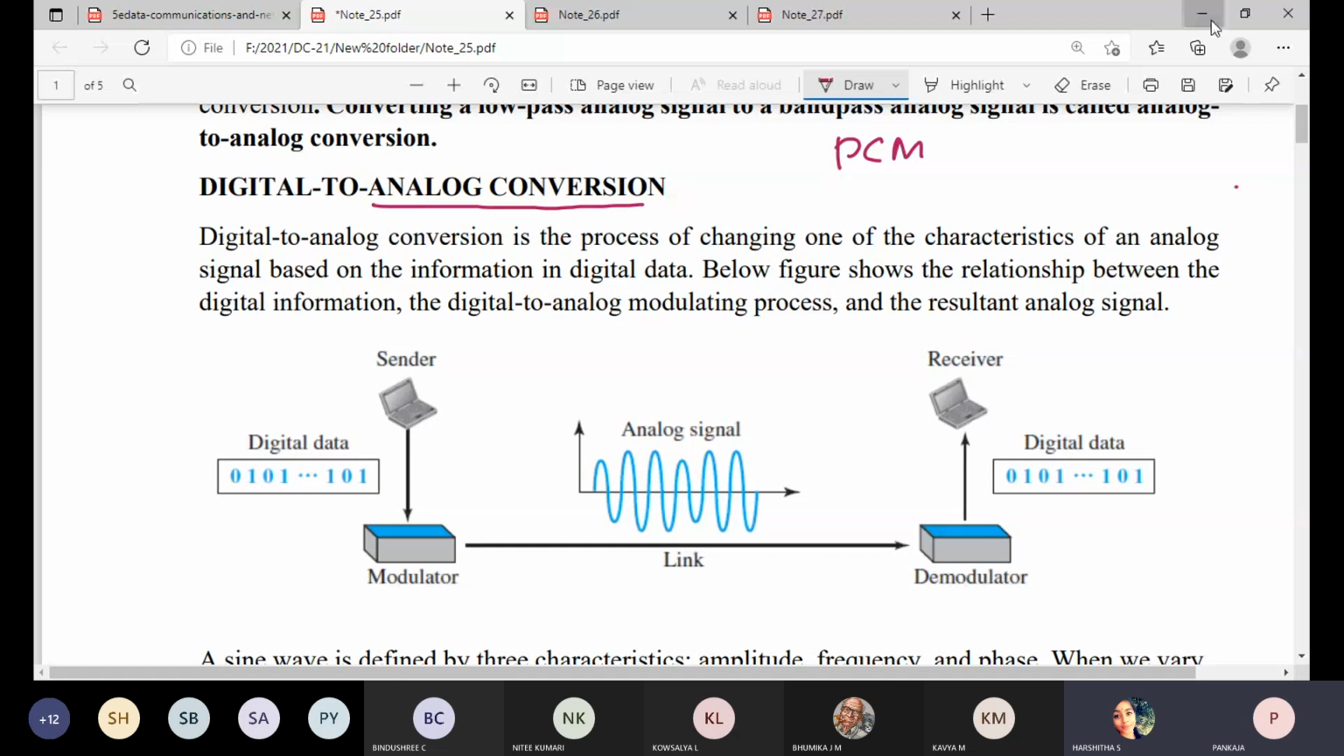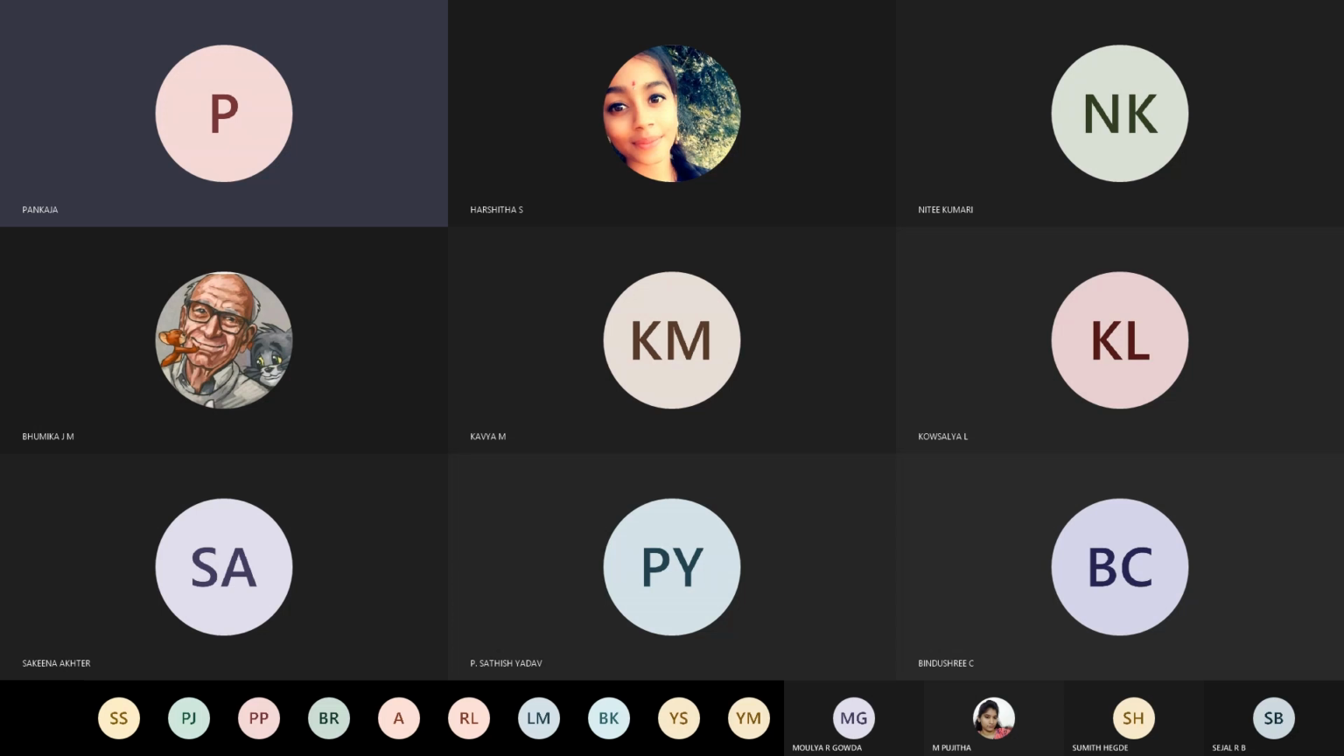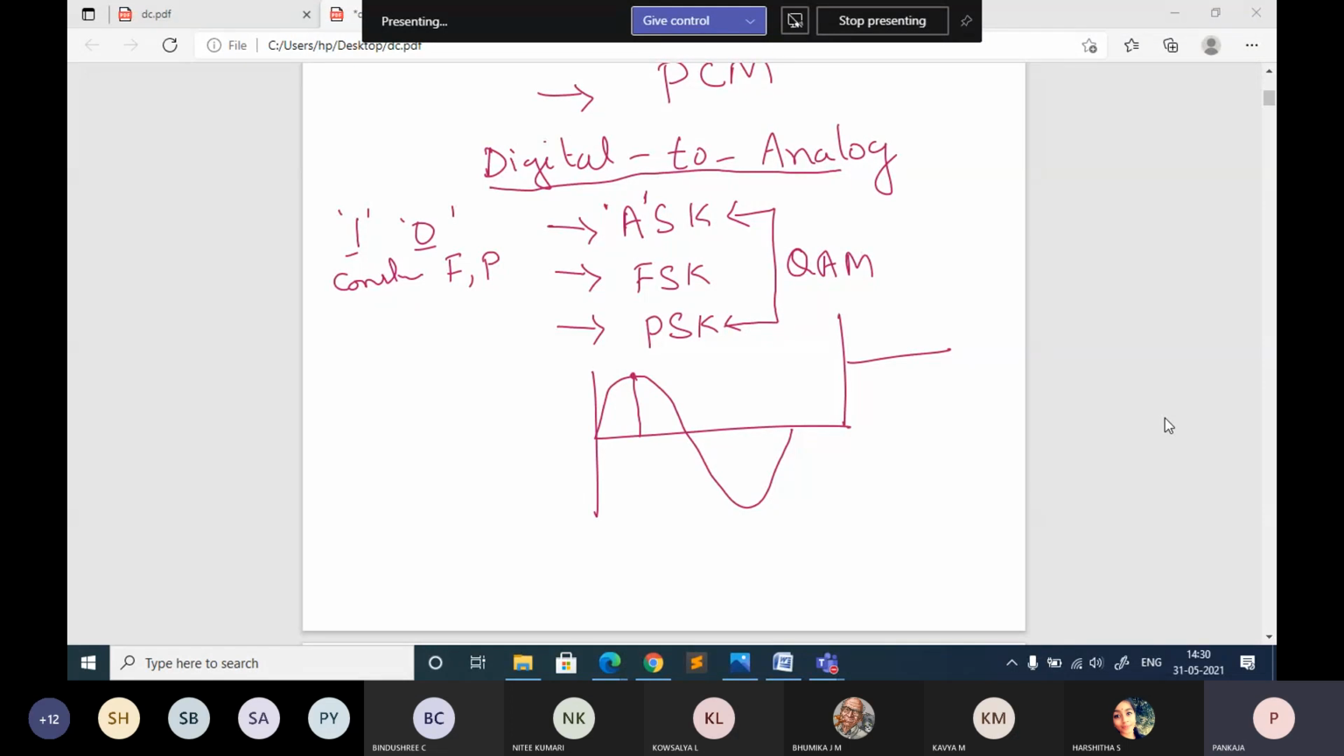Excuse me, ma'am. Yes. Ma'am, the screen is shared, but nothing is visible. Whatever I am writing is not visible. No, ma'am. Okay, one minute. I'll close it and share again. Now? Yes, ma'am, visible now. Okay, fine.